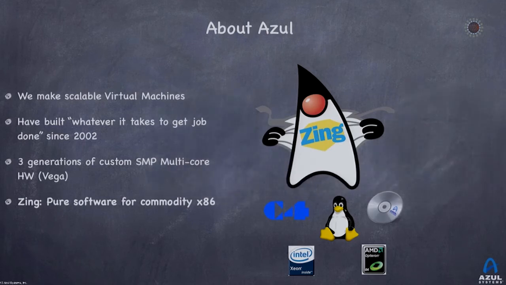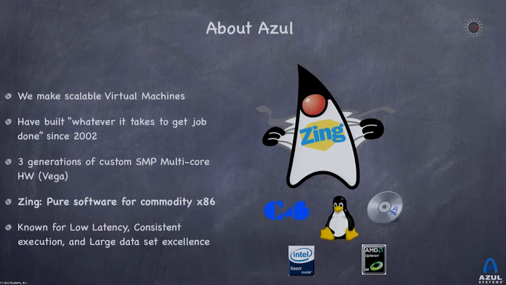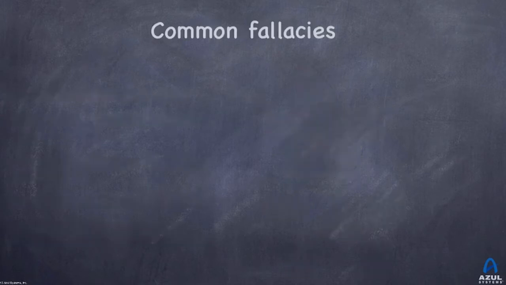And Zing is a software JVM, runs on Linux, x86, commodity platforms, and has a collector we call the C4 garbage collector that is basically a pause-free collector. We're known for low latency, for consistent execution, response time. You'll see the relation to what we're measuring here. And for large data sets and large heaps when people need them. So let's talk about latency.